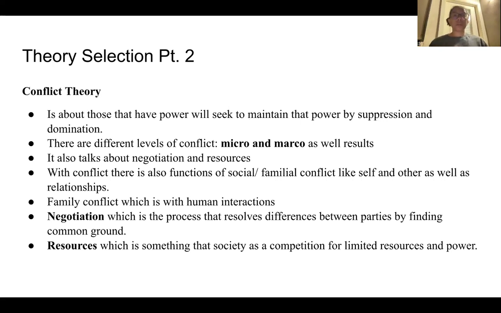Conflict theory is about those in power seeking to maintain their power through suppression and domination. In conflict theory, there are different levels of conflict, like micro and macro, and it also talks about negotiation and resources. With conflict, there are also functions of social and family conflict, like self and others, as well as relationships. Family conflict involves human interactions; negotiation is the process that resolves differences between parties by finding common ground; and resources is the idea that society competes for limited resources and power.